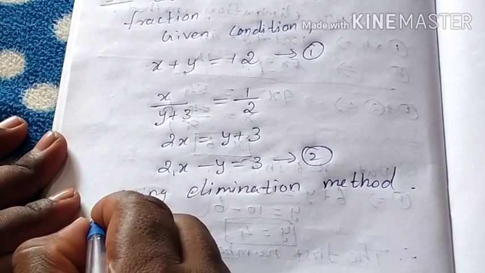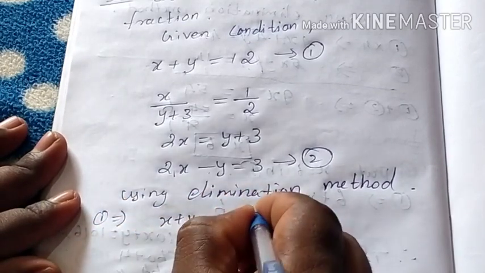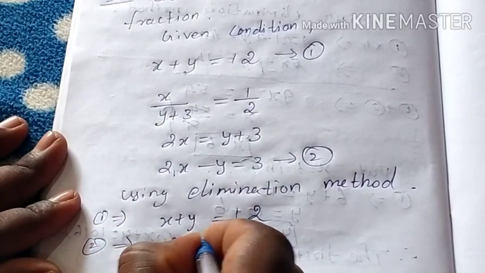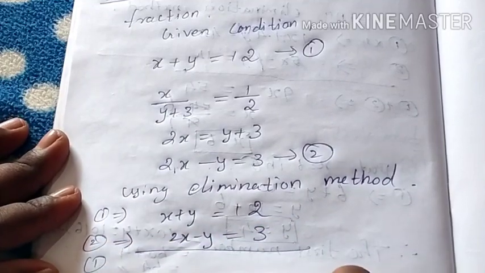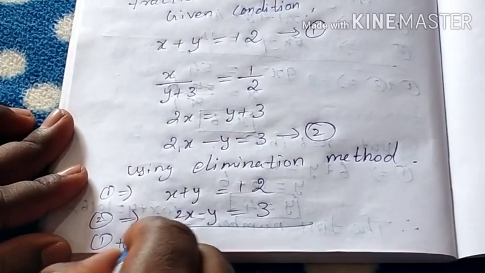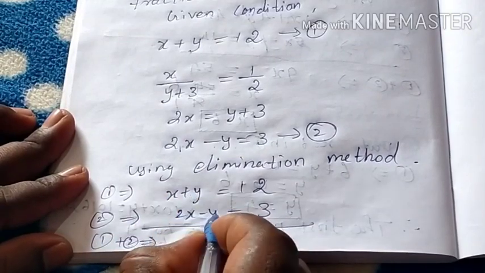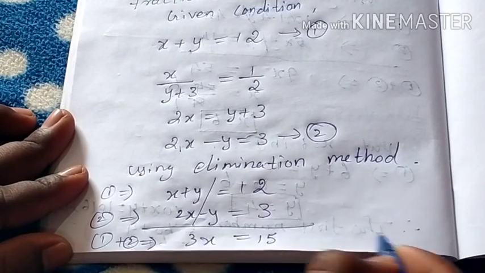So the first equation implies x plus y equal to 12. The second equation implies 2x minus y equal to 3. So adding 1 and 2, we get x plus 2x, totally 3x, plus y minus y cancel, which is equal to 12 plus 3 is 15.